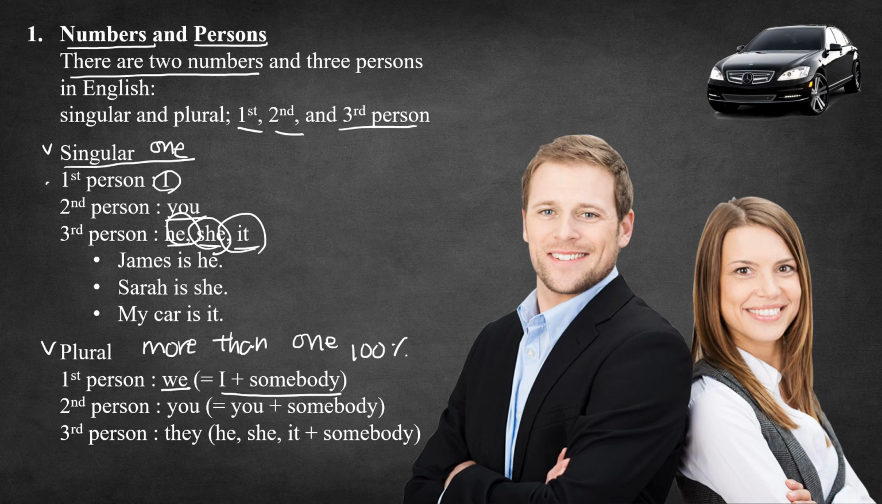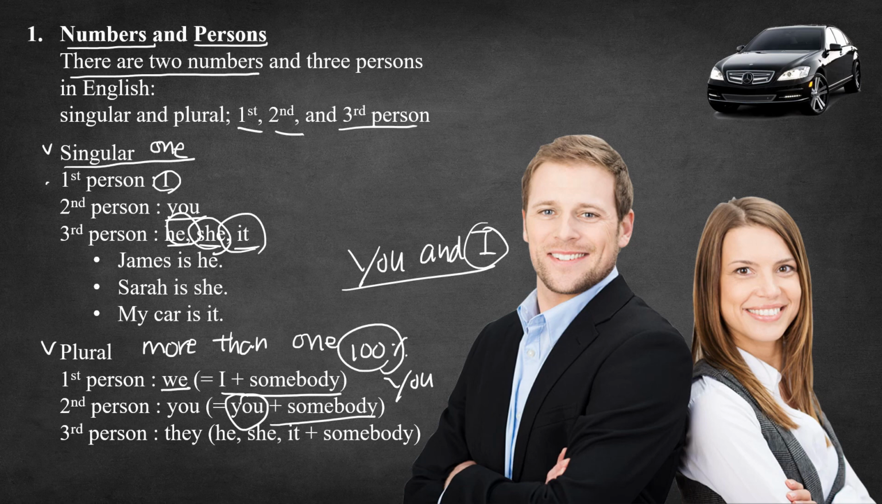And now you. If you have you in a group, that's you in plural, except you and I. If you have I in a group, it is always we. So except you and I, if you is in a group, it becomes you.